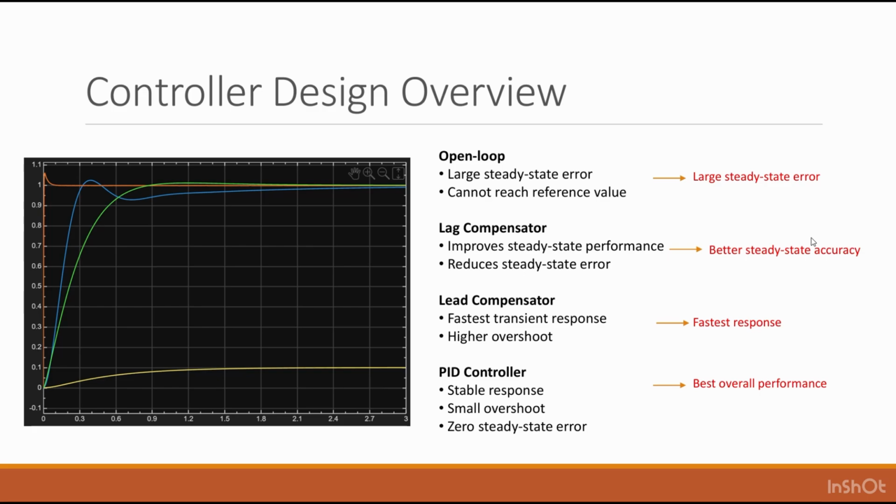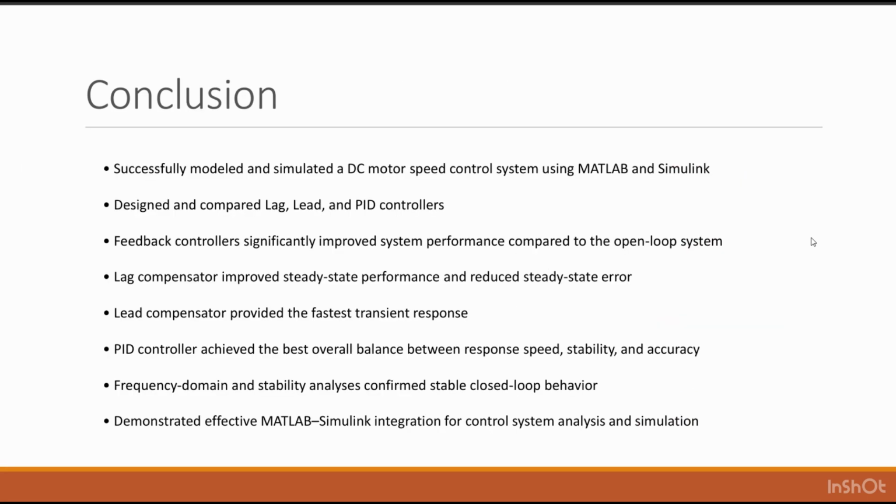In conclusion, this project successfully modeled and simulated a DC motor speed control system using MATLAB and Simulink. The results showed that feedback controllers significantly improved the system performance compared to the open-loop system. Among the controllers, the PID controller provided the best overall balance between response speed, stability, and steady-state accuracy. Overall, the project demonstrated the effectiveness of controller design and MATLAB Simulink integration in control system analysis.